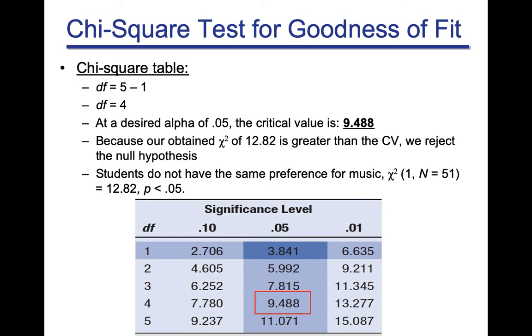So what we can say is that students do not have the same preference for music. Now, you'll notice that this takes the same form as conclusions that we had when we were doing our analysis of variance. When we did an analysis of variance, recall that the F ratio is an omnibus test. It just says whether there are overall differences between cell means. Here we've got a similar situation where our chi-square is this omnibus test. It just says that overall we can say that students do not have the same preference for music.